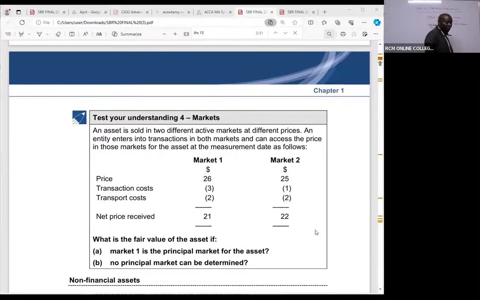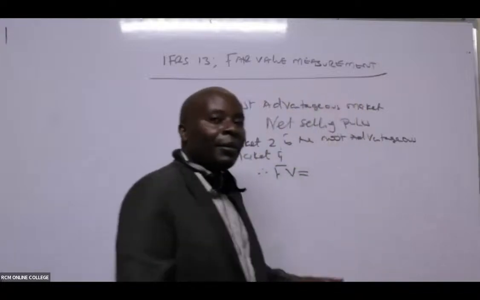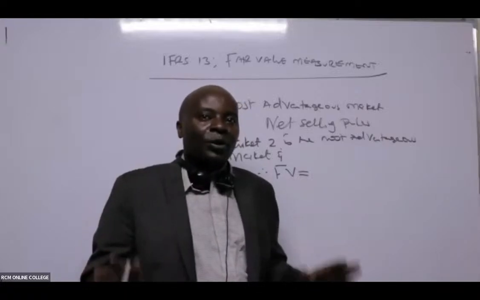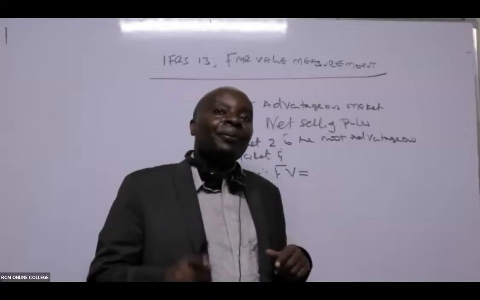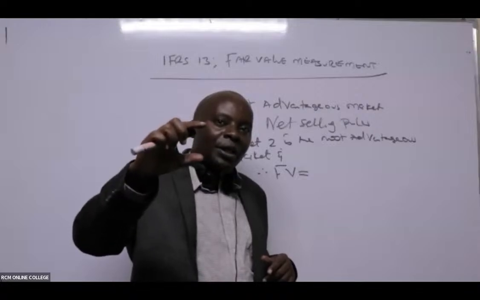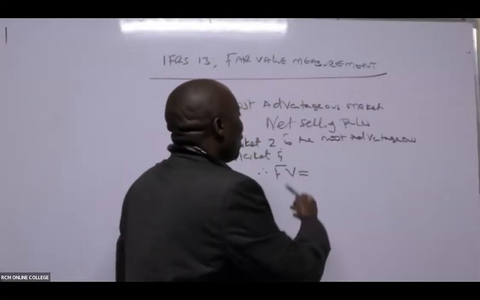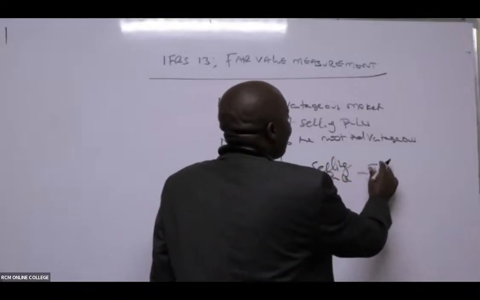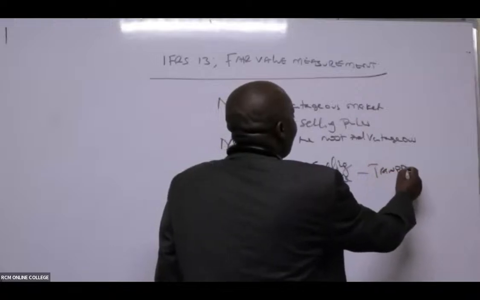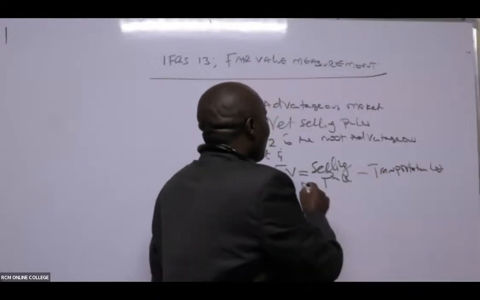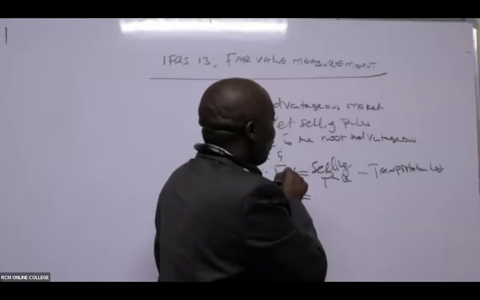Remember, when I'm getting the most advantageous market, I have to compare and consider all costs because I'm looking at the net selling price. But now we have come to the ultimate, the bullseye, which is fair valuation. To get this fair value, I will take the selling price given here and, as usual, subtract the transportation cost. Remember, we have identified market 2 as our most advantageous market.